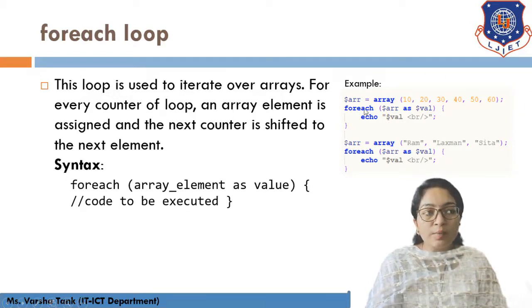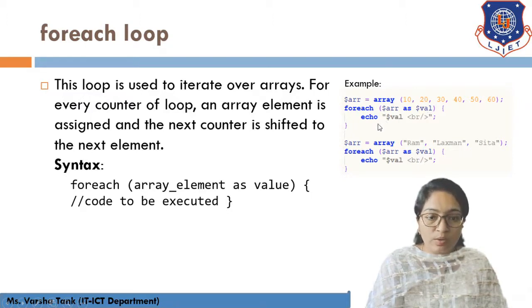Now see the example for this. $array is equal to array. This array keyword defines it as an array. Here we are writing some elements for the array, then a semicolon. That means it will create the array variable $array with these values. Now foreach $array as $val, that means you are going to take each array element as a value and display it. So echo $val. It will display 10, 20, 30, 40, 50 and 60.